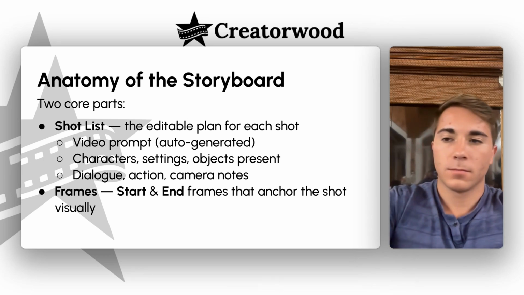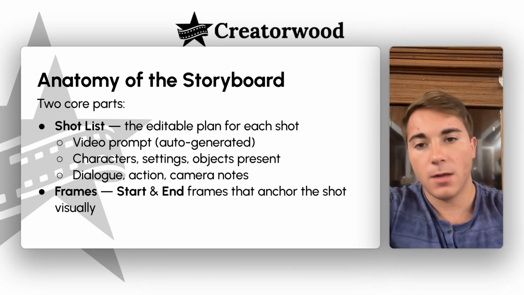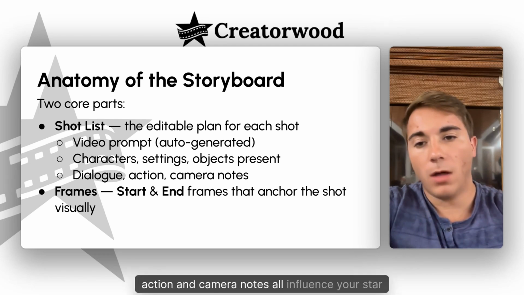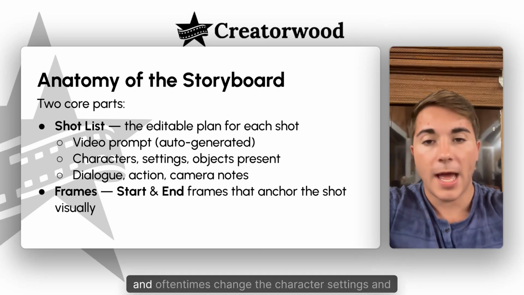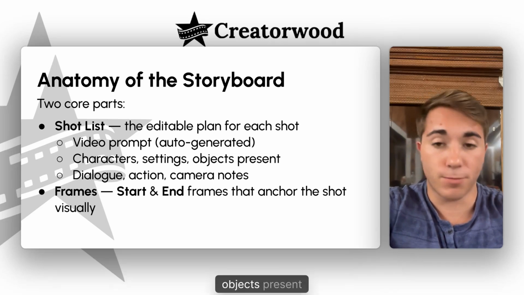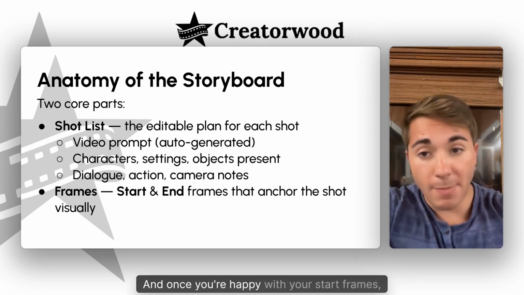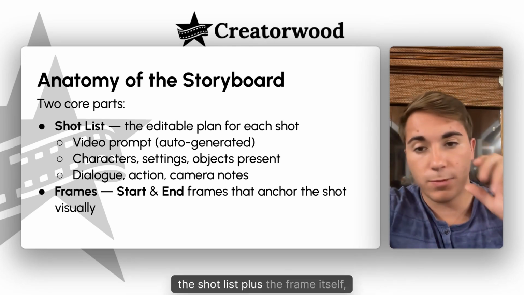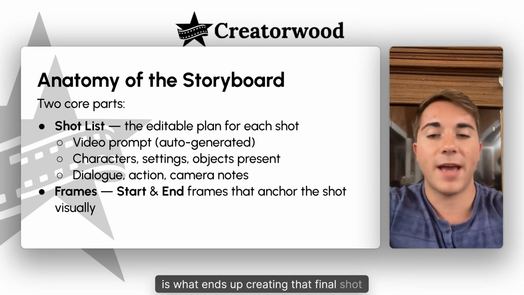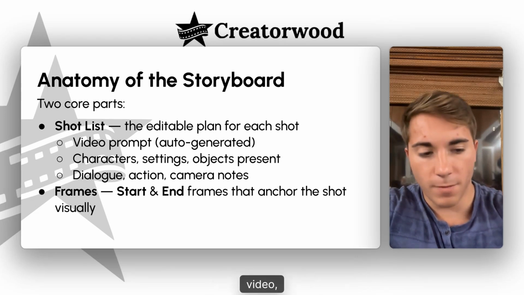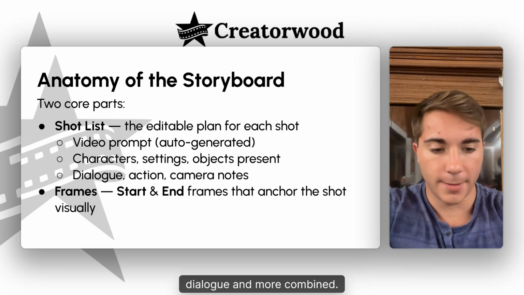Now, what's really crucial is that the video prompt, the characters, settings, and objects present, and the dialogue, action, and camera notes all influence your start frame. So if you want to make a better start frame, you'll want to change the video prompt and often change the characters, settings, and objects present in that shot. And once you're happy with your start frames, again, the shot list plus the frame itself, specifically the video prompt, is what ends up creating that final shot with, of course, video, sound effects, dialogue, and more combined.